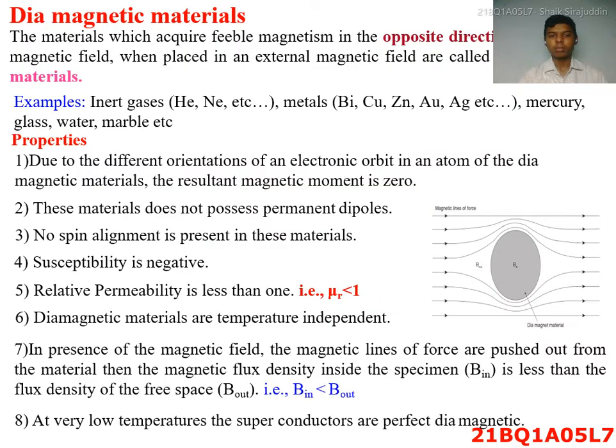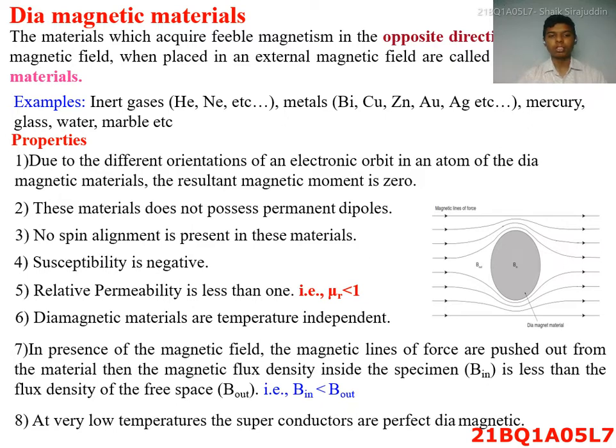The magnetic materials which acquire feeble magnetism in the opposite direction of the applied magnetic field when placed in an external magnetic field are known as diamagnetic materials. Examples of these materials are inert gases like helium, neon, etc., and metals like copper, zinc, gold and silver, mercury, glass, water, marbles, etc.